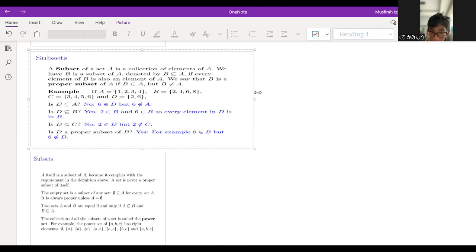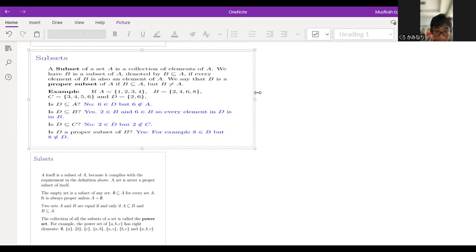Okay, cuba tengok pula yang D subset B. Subset ke tak? Subset. Subset sebab 2 dengan 6 ada kat dalam B kan?